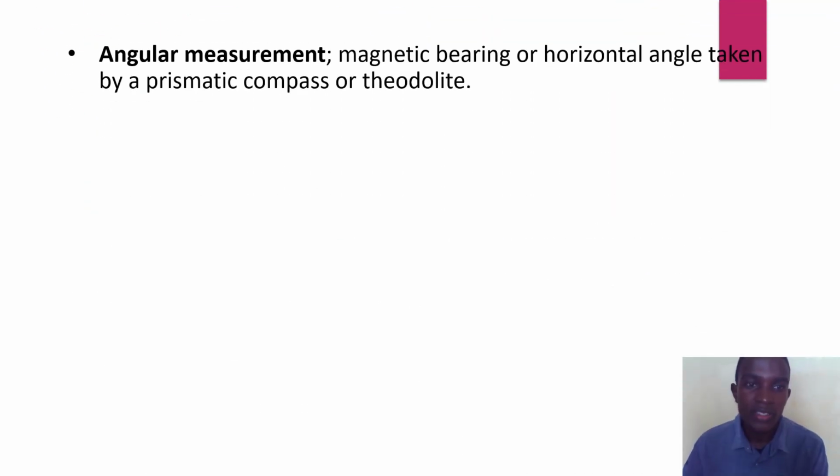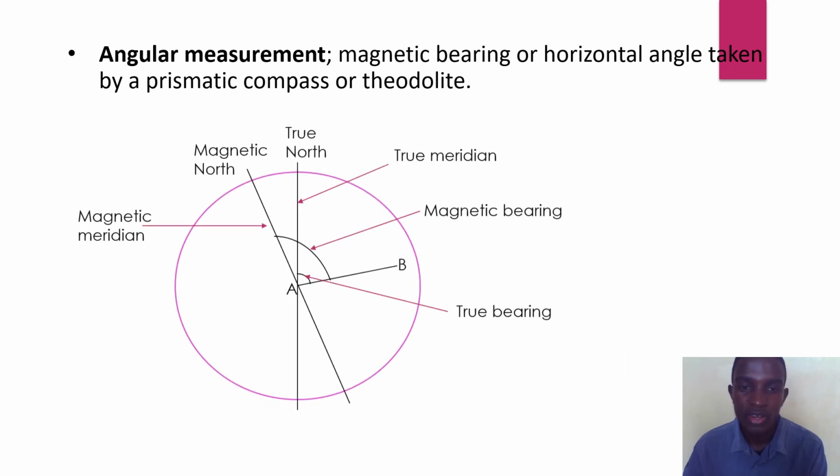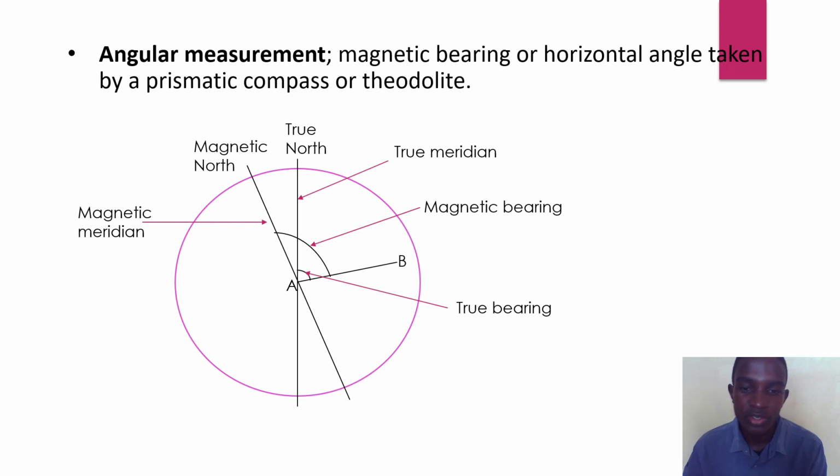On the other hand, angular measurement is the magnetic bearing or horizontal angle taken by a prismatic compass or a theodolite. The image below tries to show the magnetic bearing of line A to B. This bearing can be taken from the magnetic north towards line AB, this angle. That is the magnetic bearing of line AB.